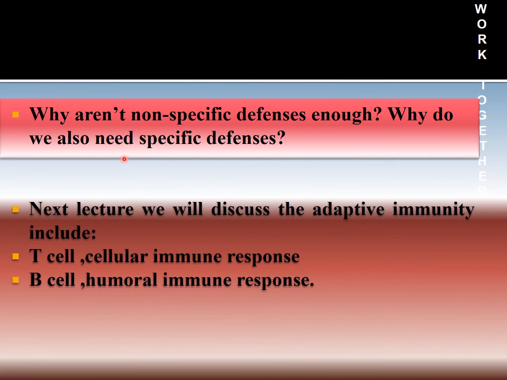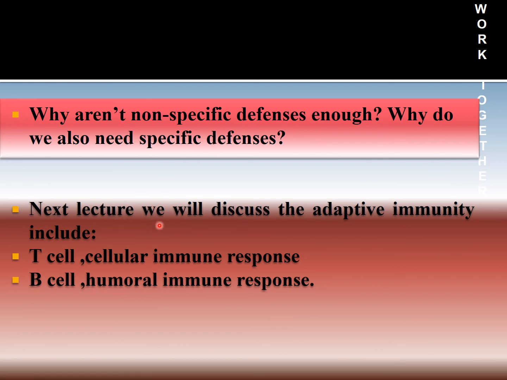Now, why isn't non-specific defense enough? And why do we also need specific defense? This is a very important question. إنه الجهاز المناعي هو جهاز ما يعتمد فقط على المناعة الفطرية، وإنما يحتاج إلى خطوط دفاعية أخرى تكون أكثر تخصص ونسميها specific defense or adaptive immunity.